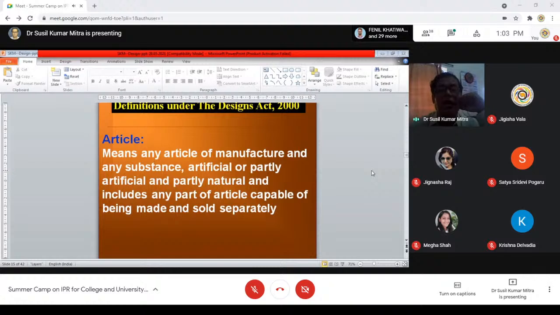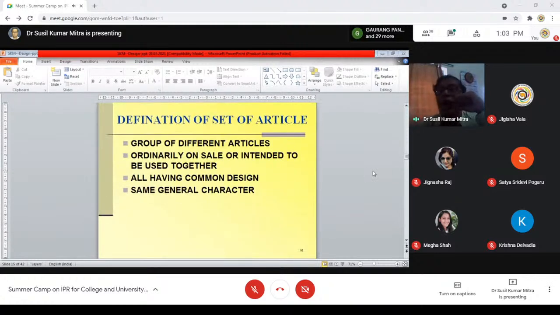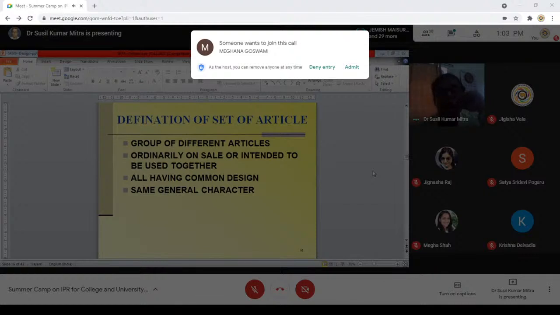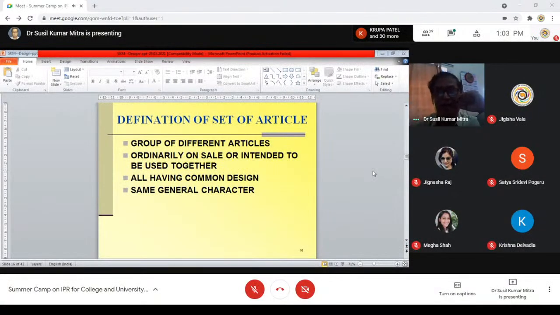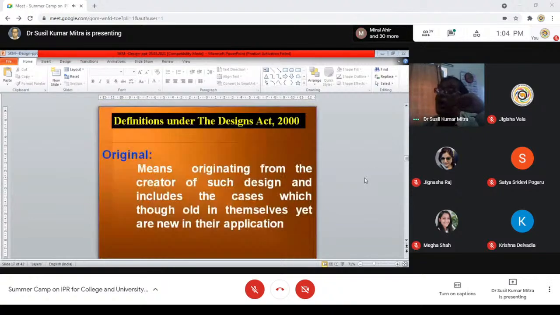Now, if I go to the definition of a set of articles, a set of articles can also be registered under design by a single application. What do you mean by set? Set means say a cup set, or a sorbet set, or a glass set, where the articles are ordinarily sold or intended to be used together. Whenever I purchase a coffee set or a tea set or a sorbet set, we always have to purchase the total material, that is 6 plates, 6 cups, and 1 container, having a common design and the same general character. So though they are different, because they are sold as a set, they can be registered as a set also.